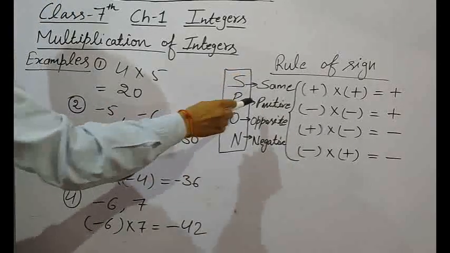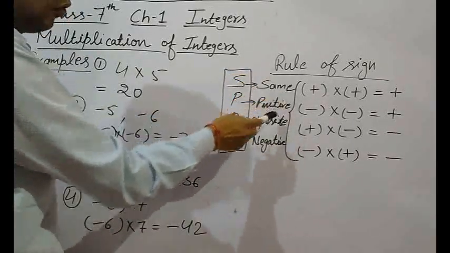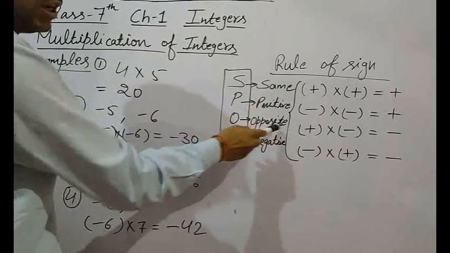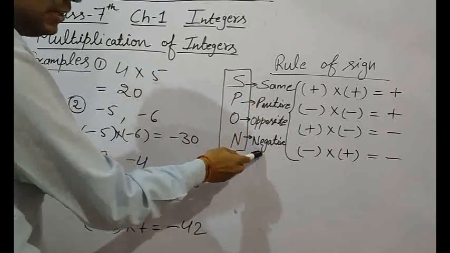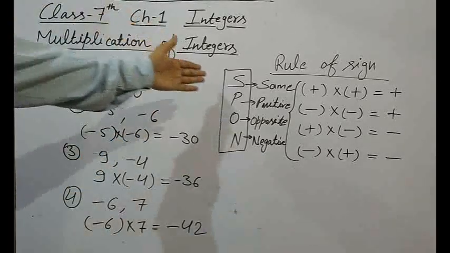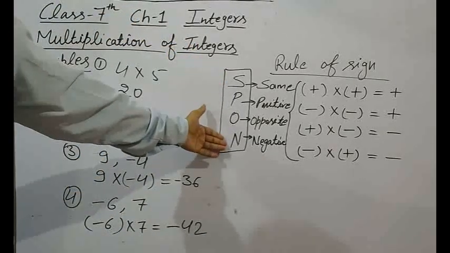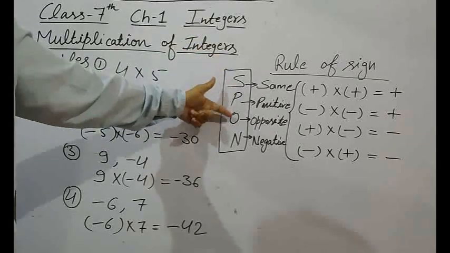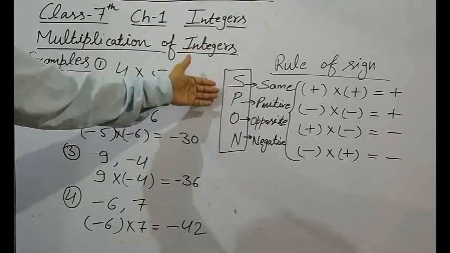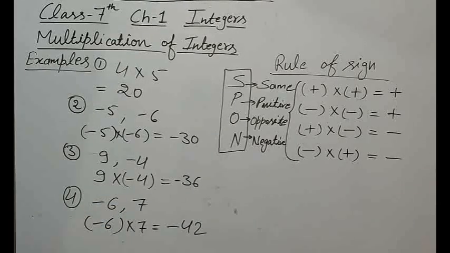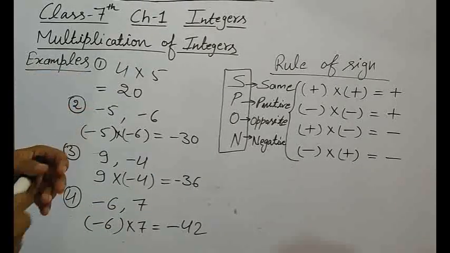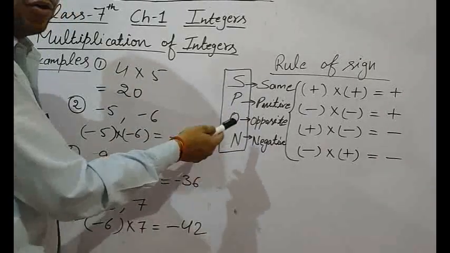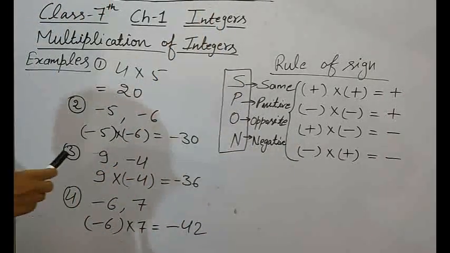So we take the first letters: same S and positive P, opposite O and negative N. So we call this SPON. SPON: same sign positive, opposite sign negative. By this trick we can learn easily, we can remember easily and not forget for a long time.